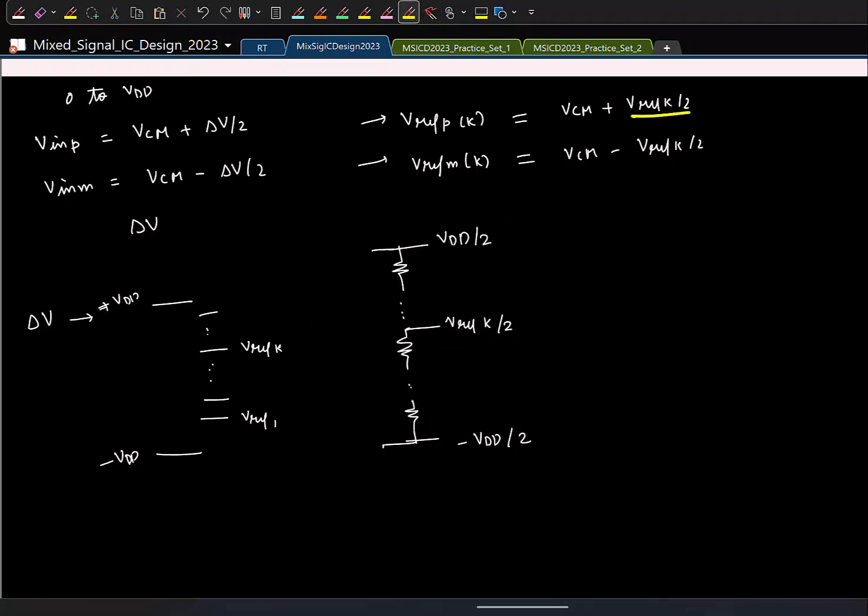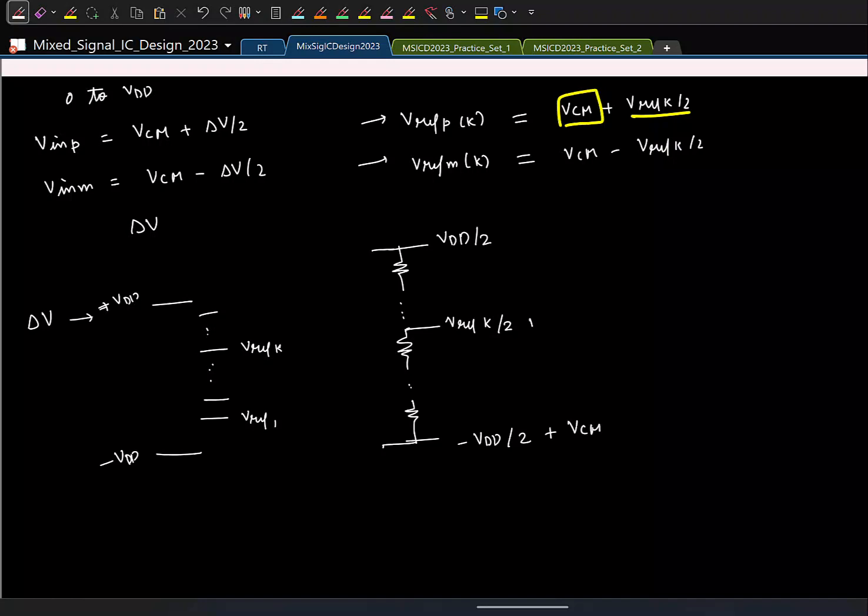this guy. Now I have to add VCM to this. What is the simplest thing I can do? I'll add VCM here, which means all the voltages will rise by VCM. Fine. So VCM is VDD by 2, so this is ground. Done.